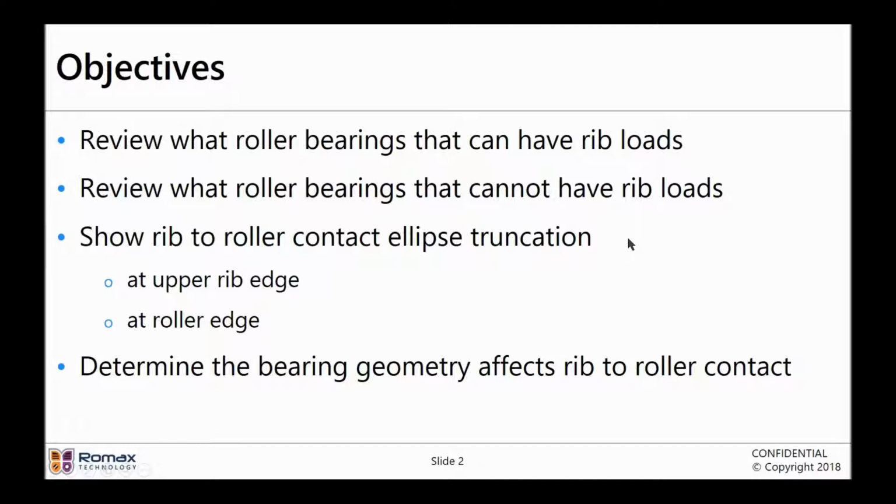Then we want to show what rib to roller contact ellipse truncation is, and there are two places that this can occur: at the upper rib edge and at the roller edge. And we'll give you a picture to look at that and understand what they are. Then we will look at what bearing geometry affects the rib to roller contact, and obviously then the shape of the ellipse and the possibility of truncation.